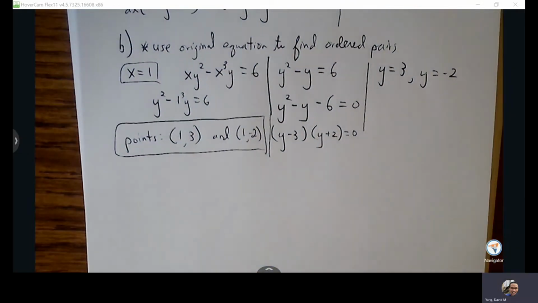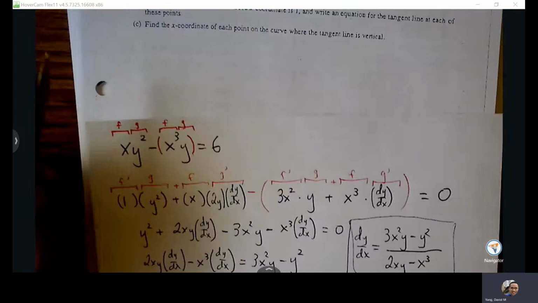Okay, so that's the first part of problem B. They're kind of guiding us to find those ordered pairs. We found two ordered pairs. They're directly above each other, but they are ordered pairs on this graph. All right, good so far.